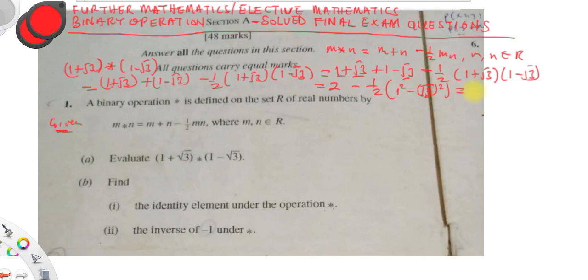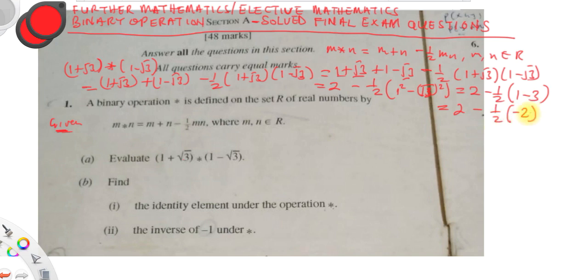Which is equal to 2 minus 1 over 2 into bracket 1 squared is 1. And then square root of 3 all squared is the same as square root of 3 times square root of 3, you get square root of 9, which is 3. The square cancels the square root. So you get 2 minus 1 over 2 into bracket 1 minus 3. What is 1 minus 3? 1 minus 3 is negative 2.